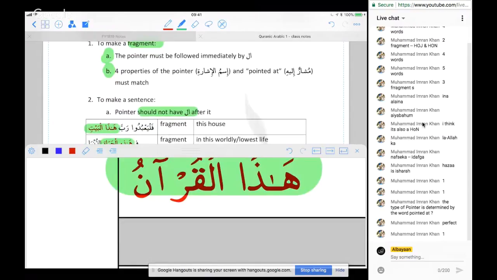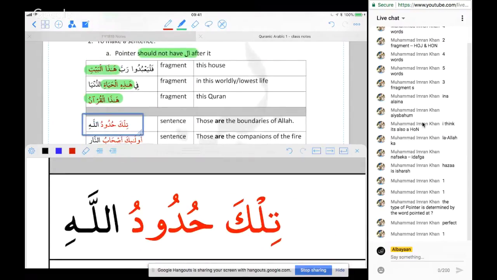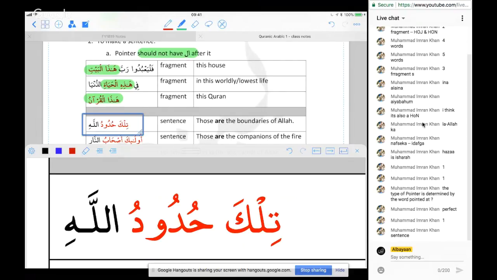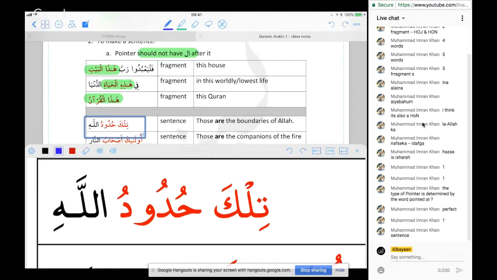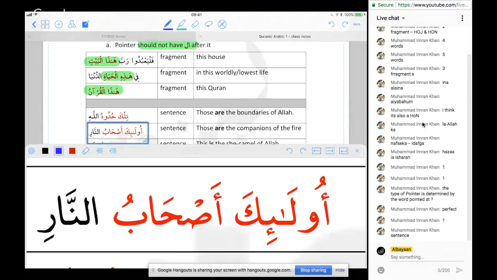Tilka hududu. Now, is this a sentence or a fragment? What do you think? It's written in notes, so I'm still asking. So it's a sentence, right? Because there's no al. Exactly, there's no al, so therefore it's a sentence, not a fragment. Ulaika ashabu, it's a sentence, no al. Sentence. Okay?